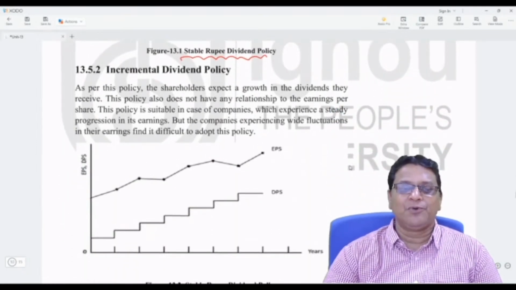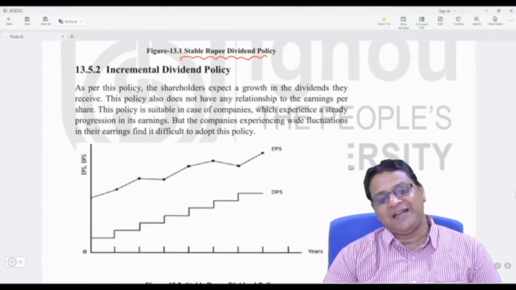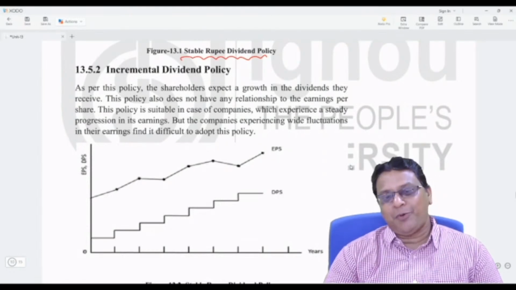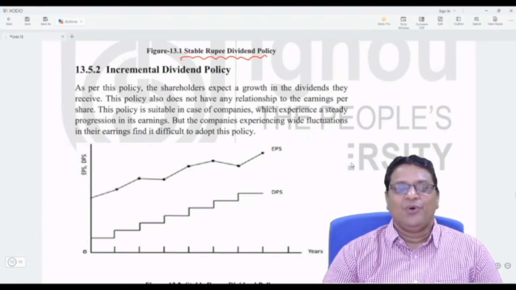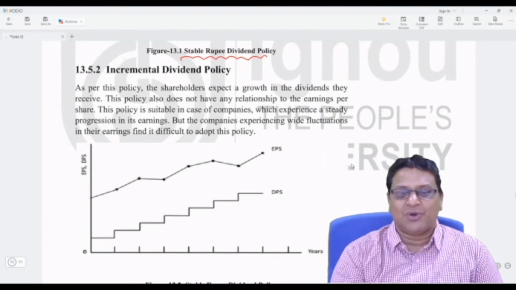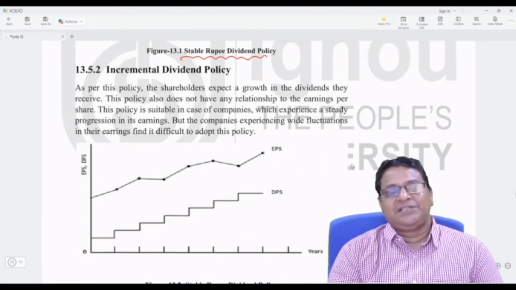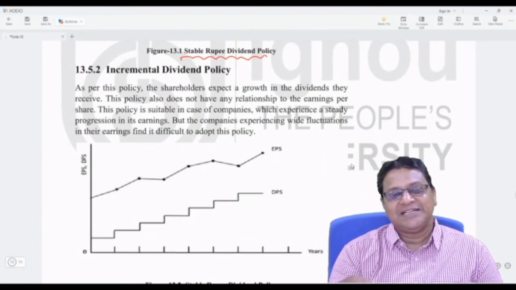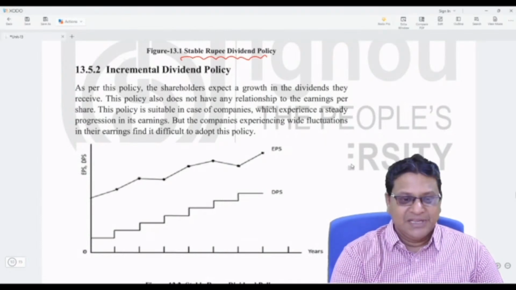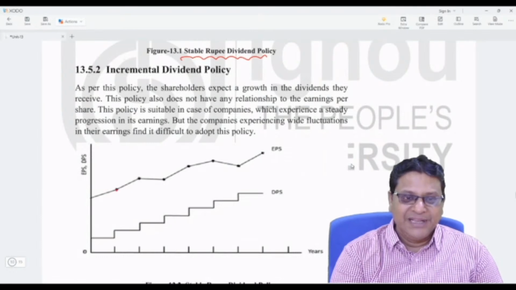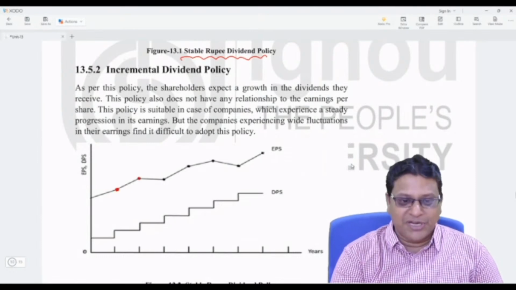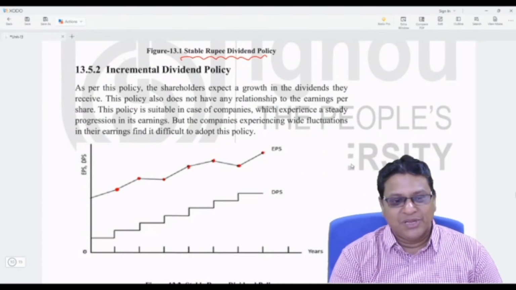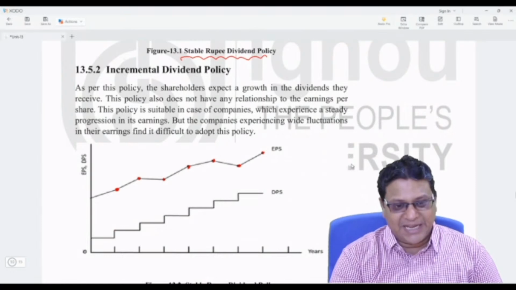Another variety of stable rupee dividend is incremental dividend policy. So what is incremental dividend policy? Incremental dividend policy is a dividend policy where dividend has no relation with the earning, but there is a constant increase in the dividend year after year. Now please see, this is known as incremental dividend policy. Here earning may increase or decrease, but the dividend amount increases at a constant rate every year.